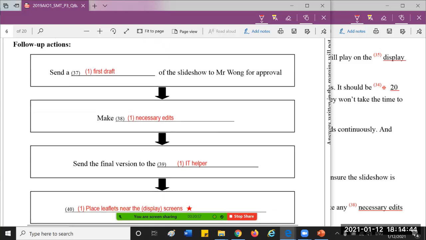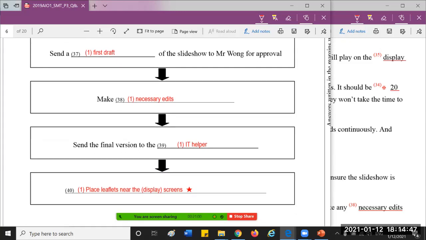Follow-up action. What are the follow-up actions? First, we send a draft of the slideshow to Mr. Wong for approval. Make necessary edits with S because there must be more than one change. So it should be necessary edits. Do you know how to spell necessary? Necessary spells with double S and one C. So can you hear two S's there? And then number 39, send the final version to the IT helper. Place leaflets with S near the display screens with S. Okay, with S.